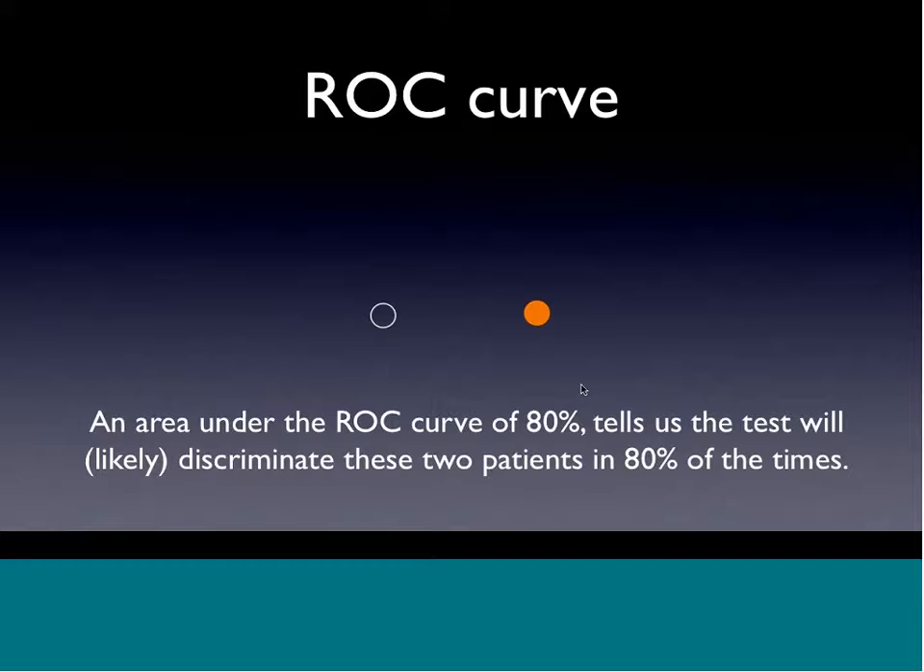And I say likely because a lot of times these results are calculated based on optimized populations and studies that are designed in maybe a single institution, and they may not entirely reflect the community overall. But that's the idea behind an ROC curve. So the probability that the test will be more positive on the patient with disease than on the patient without.